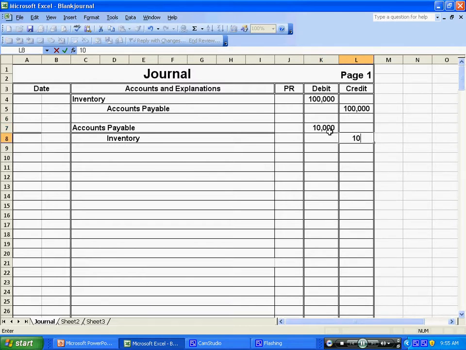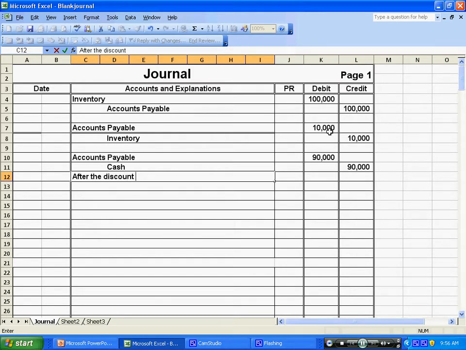Okay? So, part A. If we pay after the discount period, what will that look like? Well, we'll debit our accounts payable in full for $90,000. We'll credit cash for $90,000 because we paid Lego after the discount period. Therefore, there was no discount taken. So when you're not using the discount, you debit the accounts payable in full. You credit the cash in full.